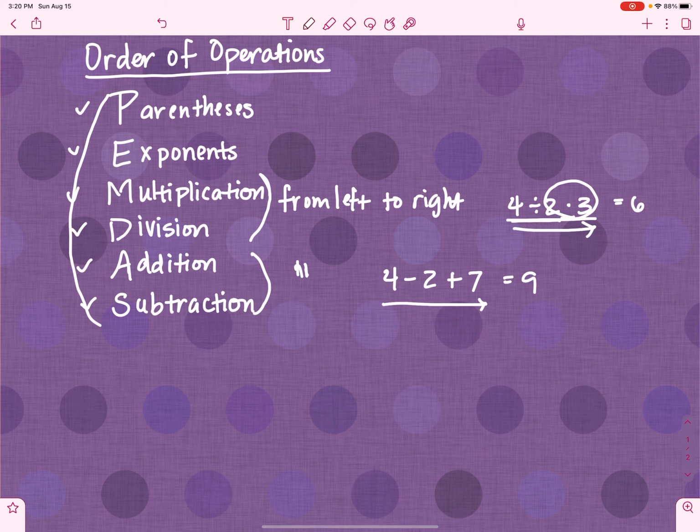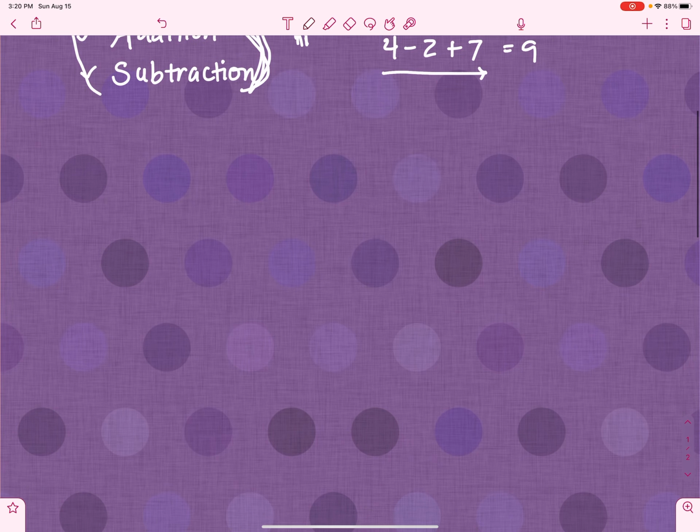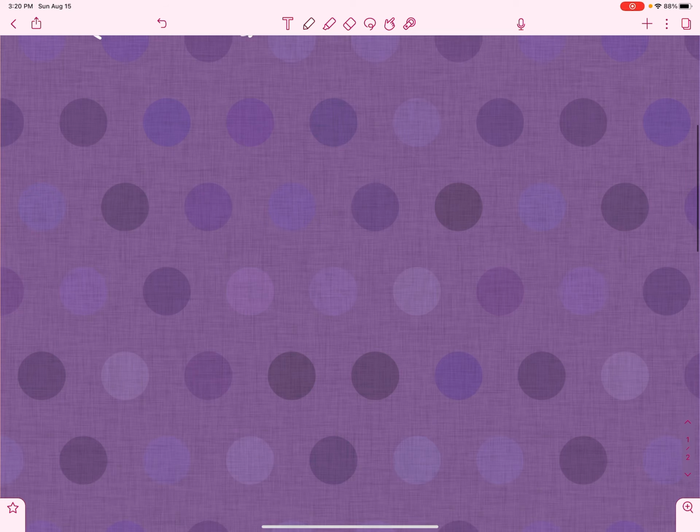So multiplication and division from left to right, addition and subtraction from left to right, regardless of which one within there comes first. All right, so let's jump right in and start doing these. I also need to remind you that if you get a negative answer, there's nothing wrong with that. Negative answers are perfectly acceptable. So let's look at something like this.